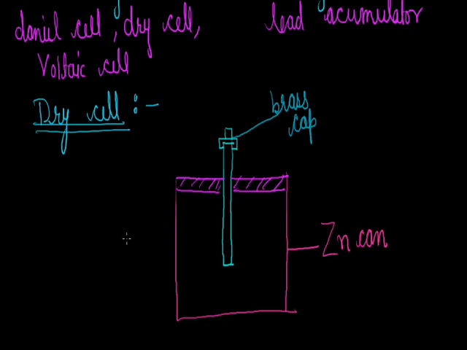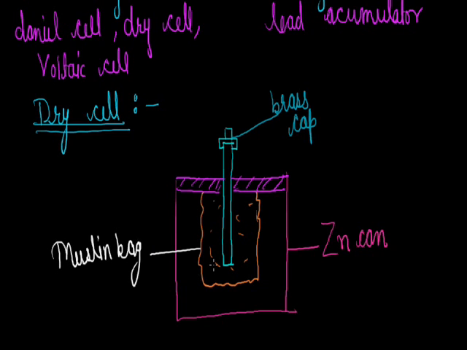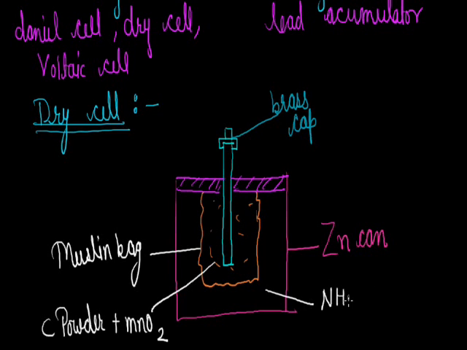A layer of a mixture of carbon powder and manganese dioxide surrounds the graphite rod. This layer is called the muslin bag. This consists of carbon powder and manganese dioxide. The space between this layer, the muslin bag, and the walls of the zinc can is filled with a paste of ammonium chloride, NH4Cl.